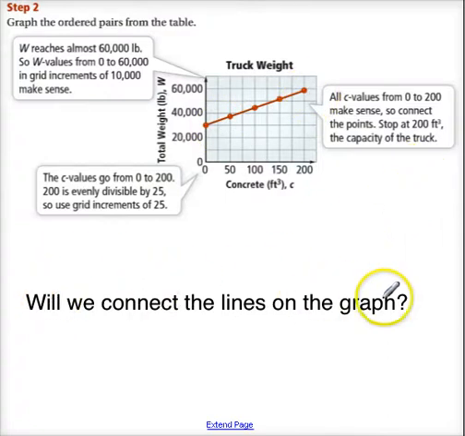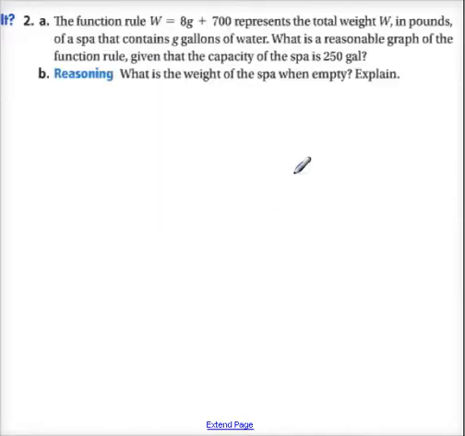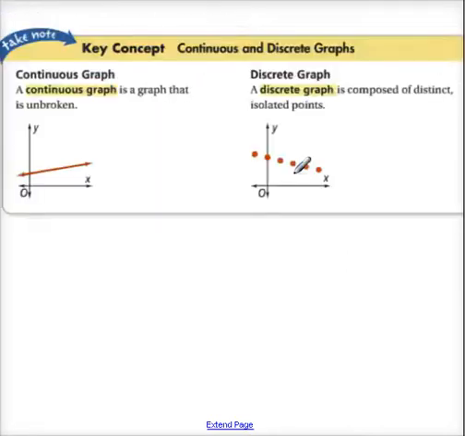Now, will we connect the lines on the graph? In a real life situation, you have to think about this. Okay, this brings us to continuous graphs and discrete graphs. A continuous graph is a graph that is an unbroken, solid line. A discrete graph is composed of distinct, isolated points. We don't connect them. Now, there's a reason we use these two.